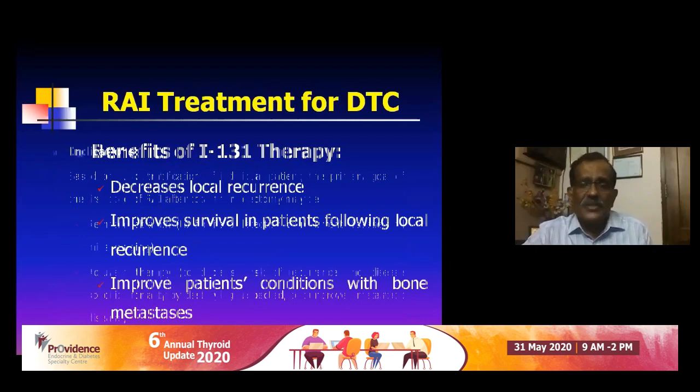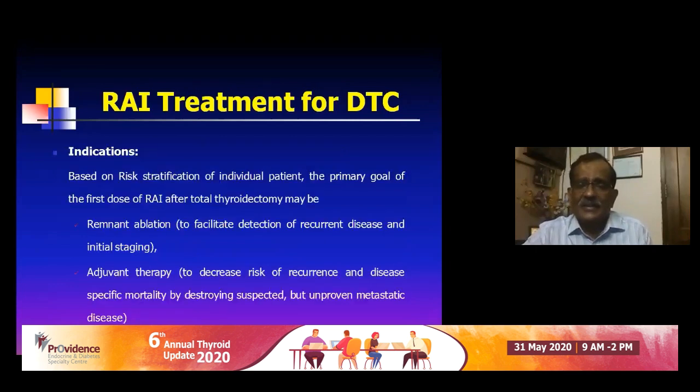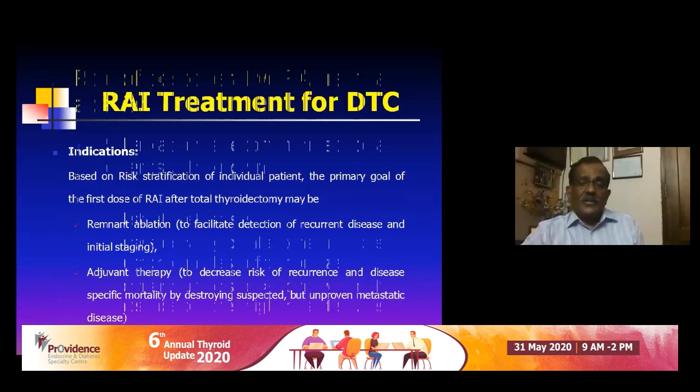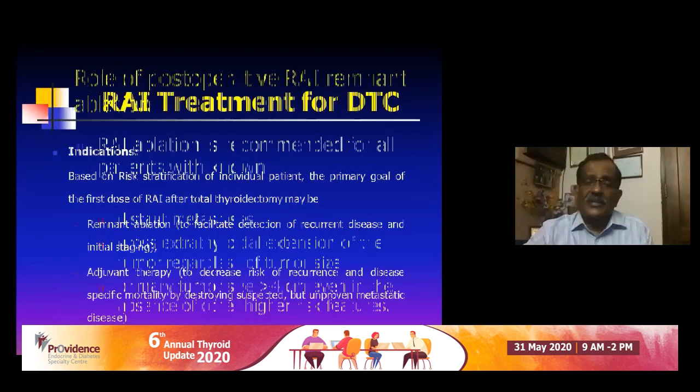Based on the risk stratification of the individual, the primary goal of the first dose after total thyroidectomy may be remnant ablation to facilitate detection of recurrent disease and initial staging, adjuvant therapy to decrease recurrence and disease-specific mortality by destroying suspected but unproven metastatic disease, and radioiodine therapy to treat known persistent disease. And radioiodine ablation is recommended for all patients with known distant metastasis.